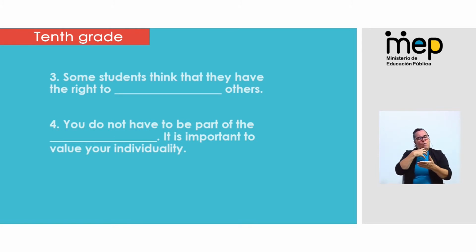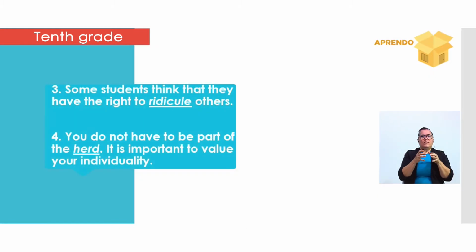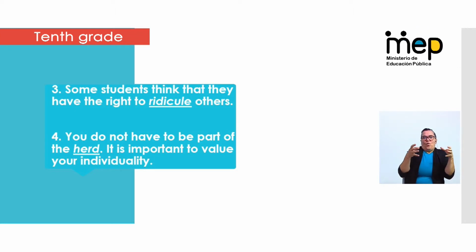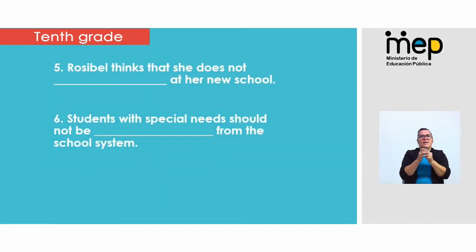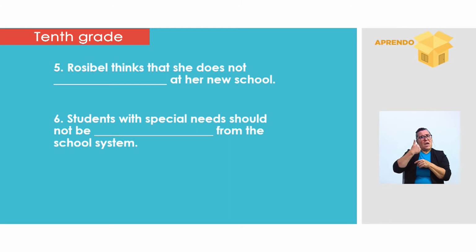Okay, so let's see what you have in your answers. Number 3, ridicule. Very good. That's right. Number 4, herd. Yes, that is correct. Very good. So let's continue with number 5. It says, Roosevelt thinks that she does not ___ at her new school. Number 6, students with special needs should not be ___ from the school system.